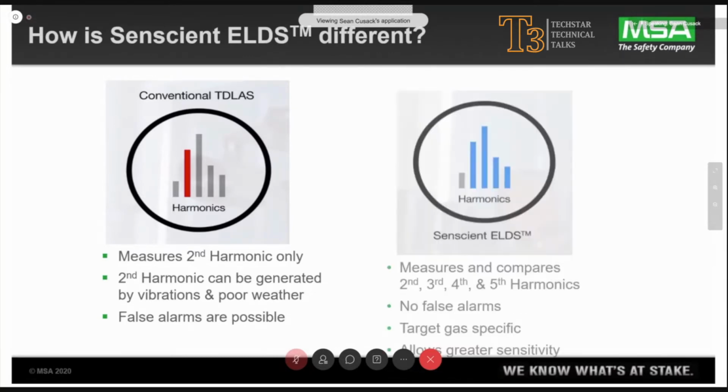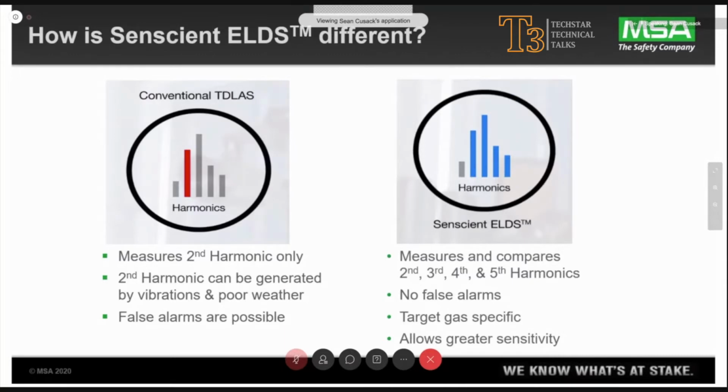Now you're looking at the ELDS on the right. It measures and compares not only the second, but the third, fourth, and fifth harmonics, leaving you with no false alarms, something that's very target gas specific and allows for greater sensitivity.